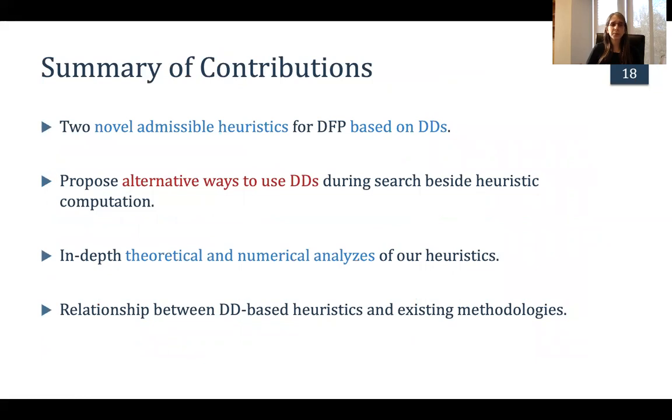So to summarize, we present two novel admissible heuristics for delete-free planning based on decision diagrams. We propose alternative ways to use this decision diagram in search beside the heuristic computation. We have an in-depth theoretical and numerical analysis of this heuristic. And lastly, we relate this DD-based heuristic with existing methodologies in this community.